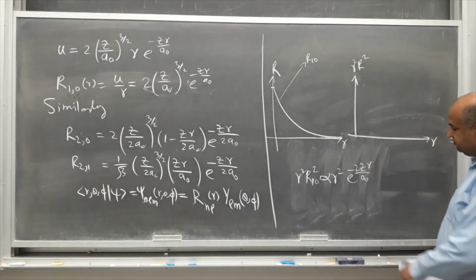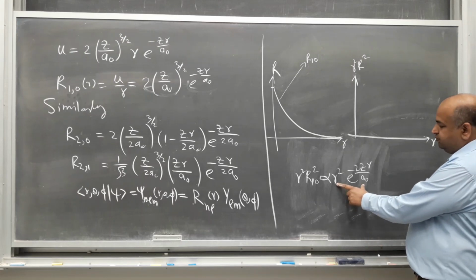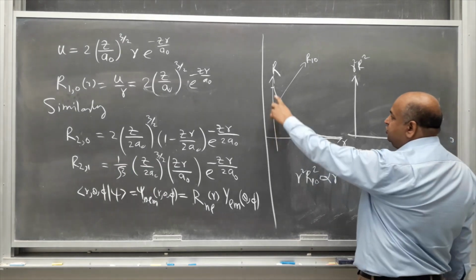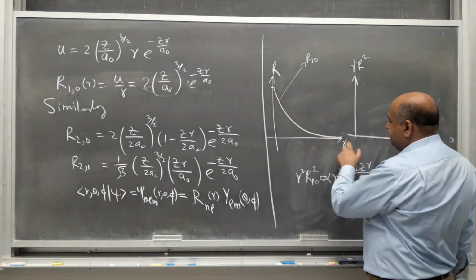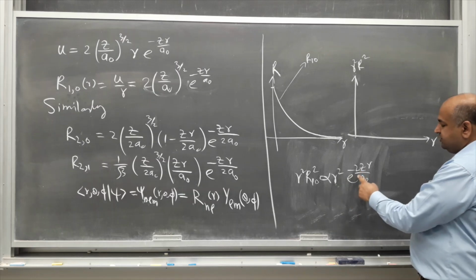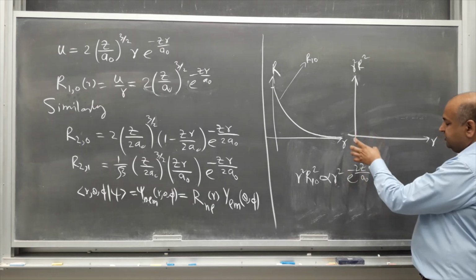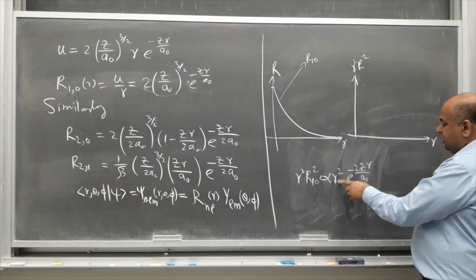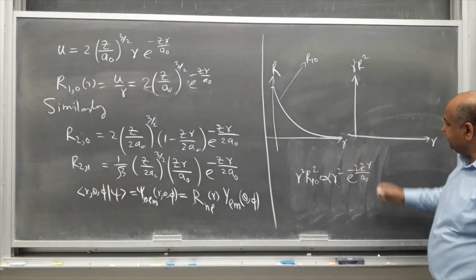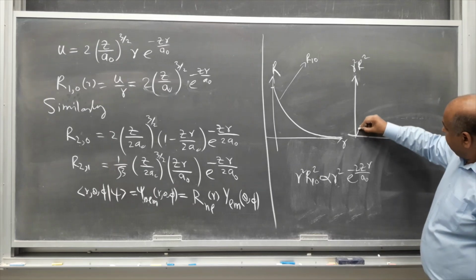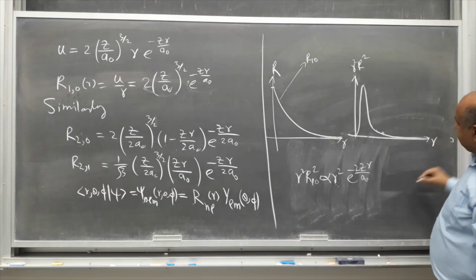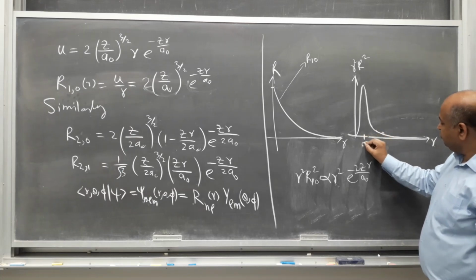So this function at r is equal to 0 is 0, whereas this was non-zero. So that's why at r is equal to 0, it started somewhere and then came down. But this one at r is equal to 0 is 0, and when r increases, this initially increases, and then after a while, when r is very large, this takes over and it starts decaying again. So its plot is something like this, and it actually peaks at r is equal to a0.